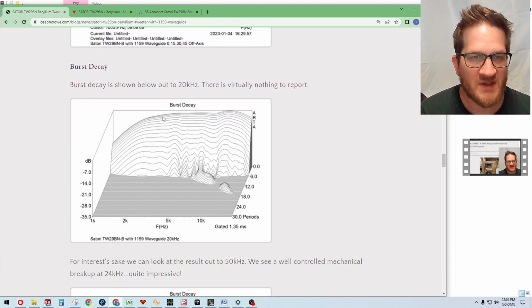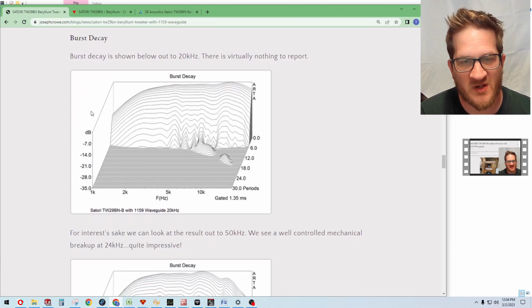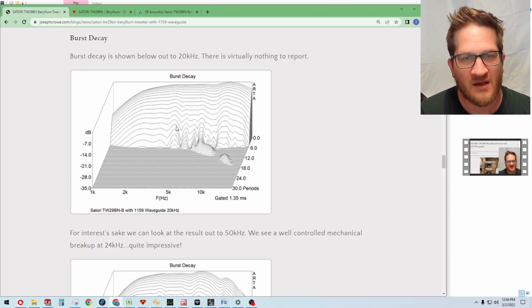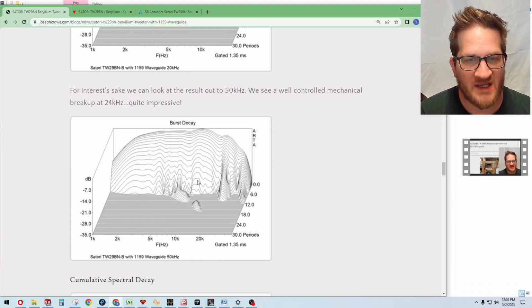So the time domain performance, I'm looking at burst decay and the CSD plot. So starting with burst decay, you can see that this is extremely clean, completely devoid of any time domain stored energy resonances. Even if we extended out the results to 50 kilohertz, you can see that any artifacts are damped out by about 8 periods there.